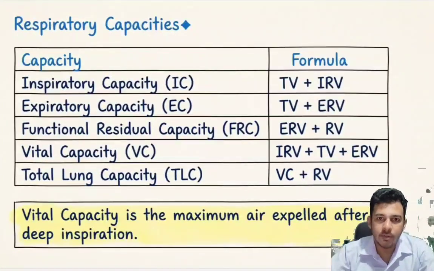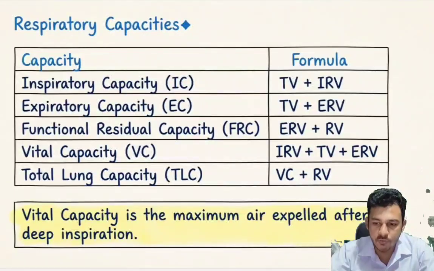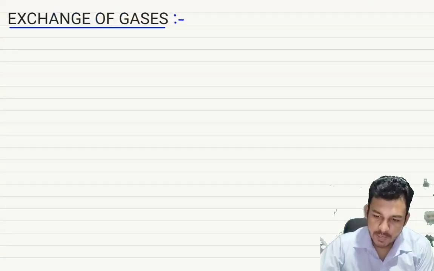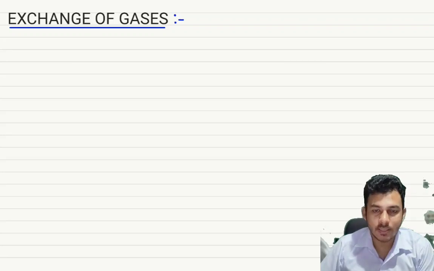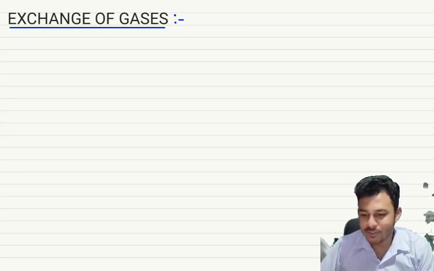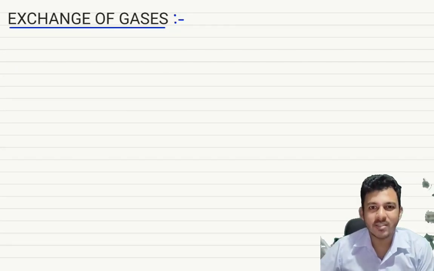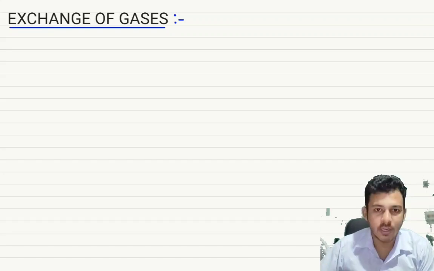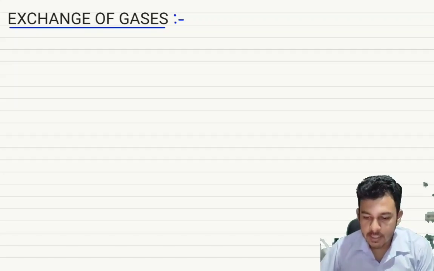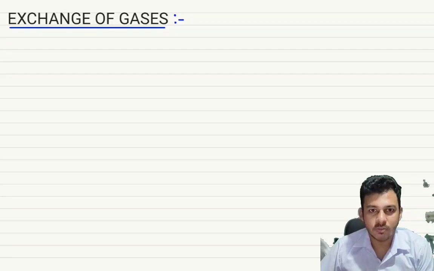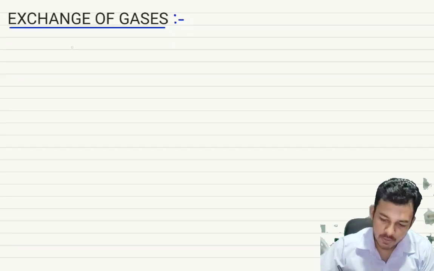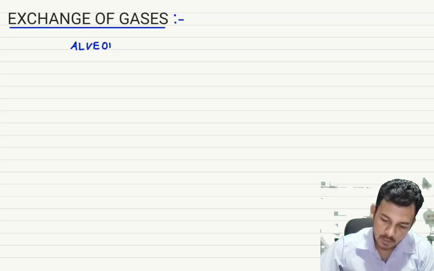The next topic that we are going to discuss is the exchange of gases. Before discussing the membrane which is responsible for diffusion of gases, let's first discuss where the exchange of gases actually occurs in our body. There are basically two places where exchange of gases occurs. The first one is the alveoli, and the other one is the body tissues.